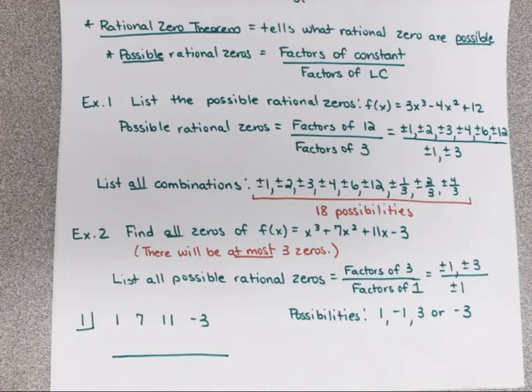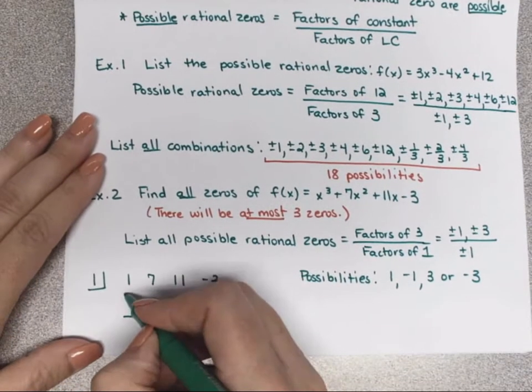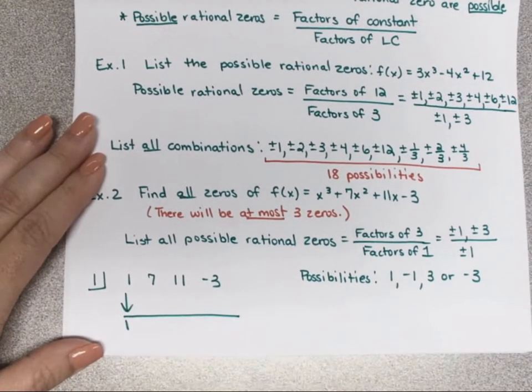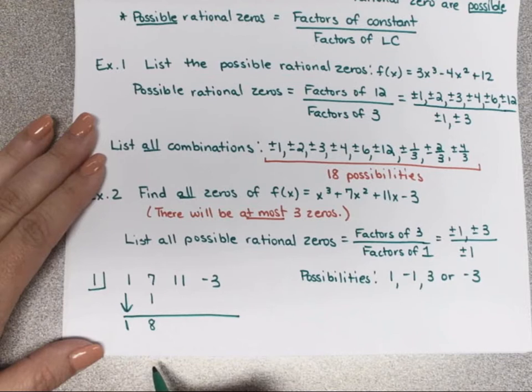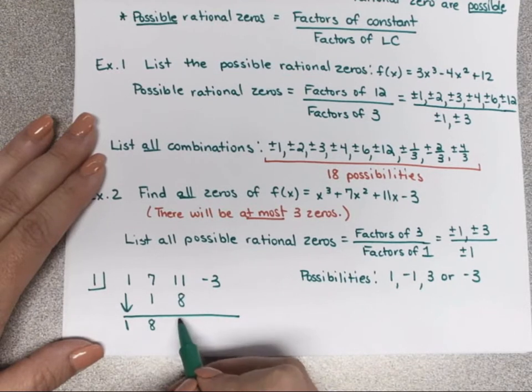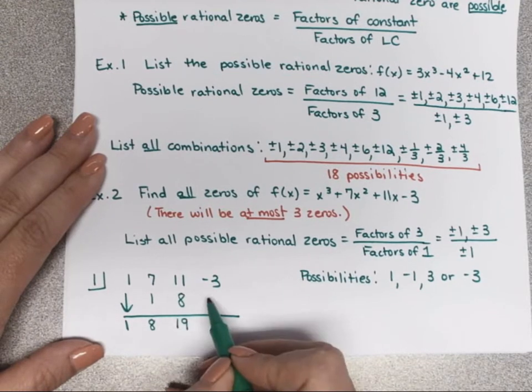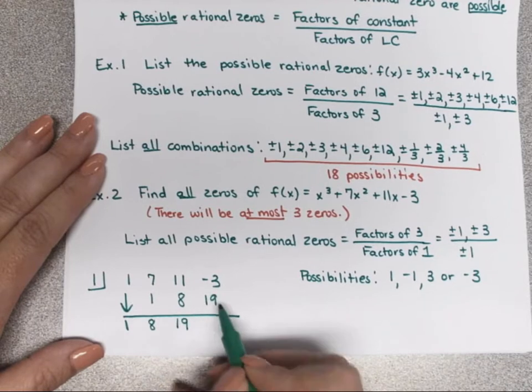What should happen if it is a 0? What should we get in the remainder spot? We should get 0. So let's see if we do. Bring the 1 down, remember, and then multiply, add. So 1 times 1 is 1. Add those and you get 8. 8 times 1 is 8. Add those and you get 19. 19 times 1 is 19.